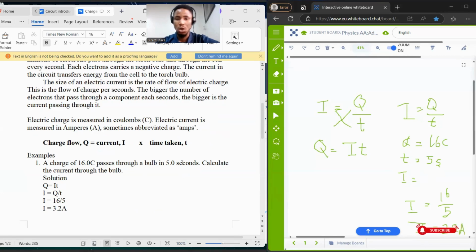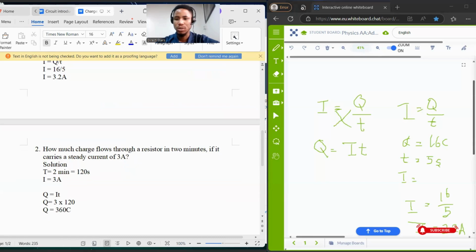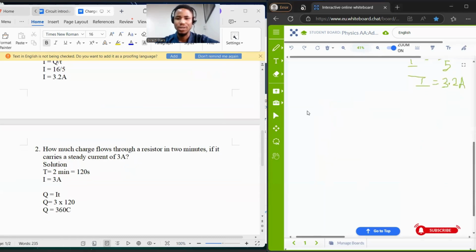Now we have another question. How much charge flows through a resistor in 2 minutes? From the words how much charge, that means we want to solve for Q. Remember, time taken is measured in seconds. So what is 2 minutes in seconds? 60 seconds make a minute, so 2 minutes will be 2 multiplied by 60, which is 120 seconds.